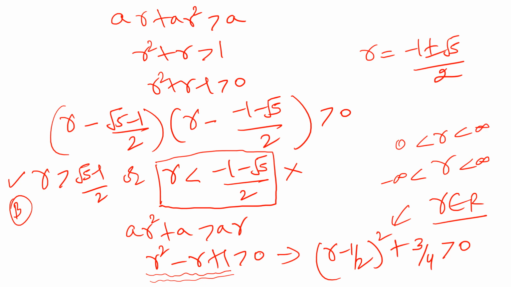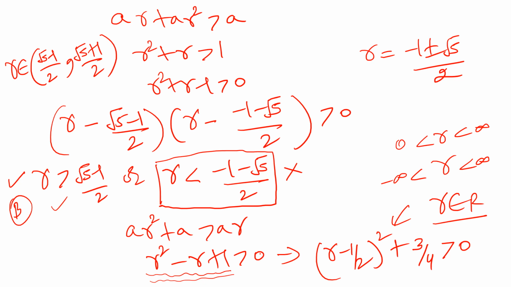Now students, we have to take the intersection of all these intervals, and the final intersection comes as R belongs to the interval (root 5 minus 1)/2 to (root 5 plus 1)/2, because we got inequality B as R greater than (root 5 minus 1)/2, and from the first interval we got R lying between 0 to (root 5 plus 1)/2.